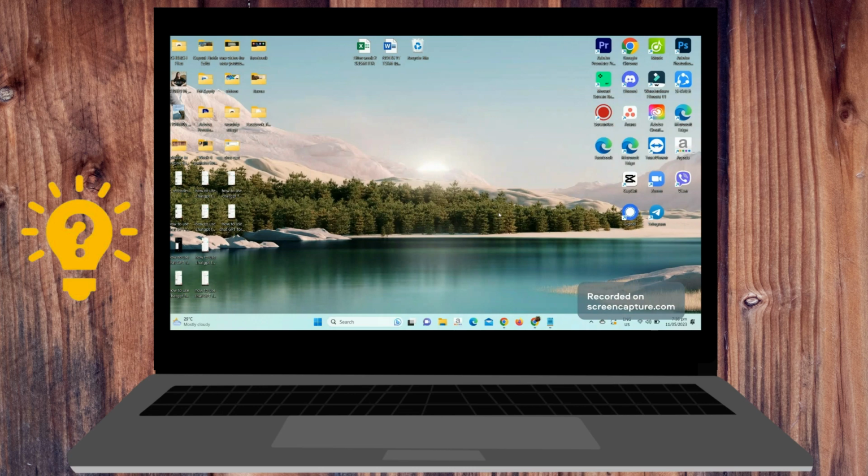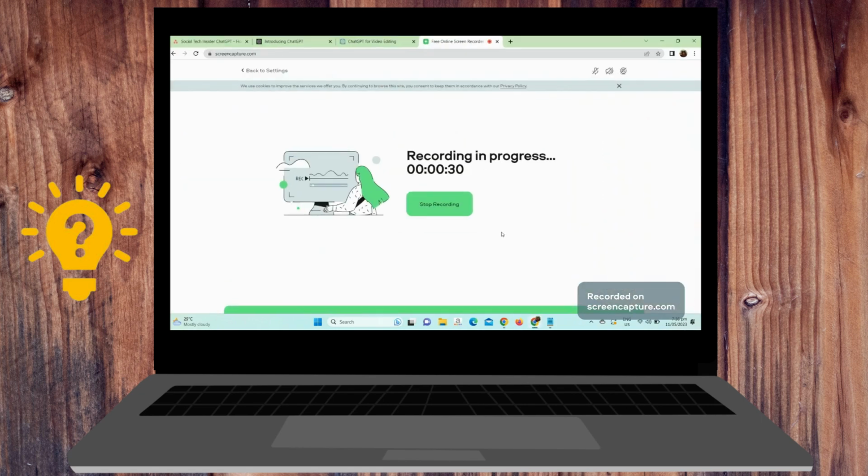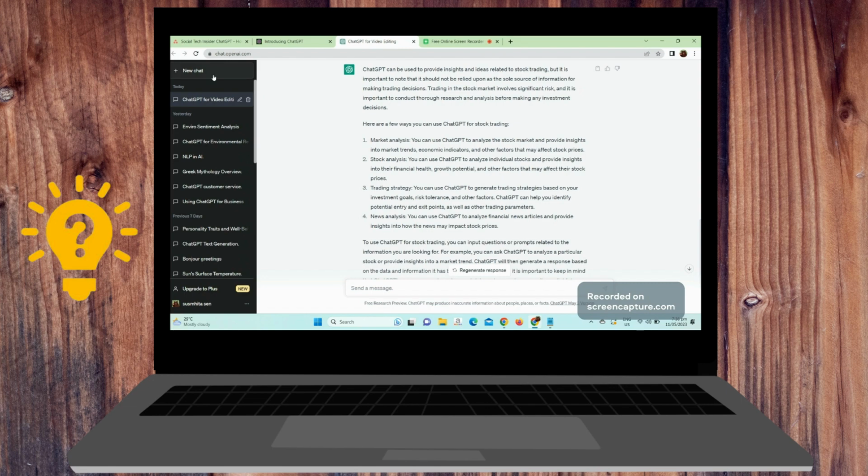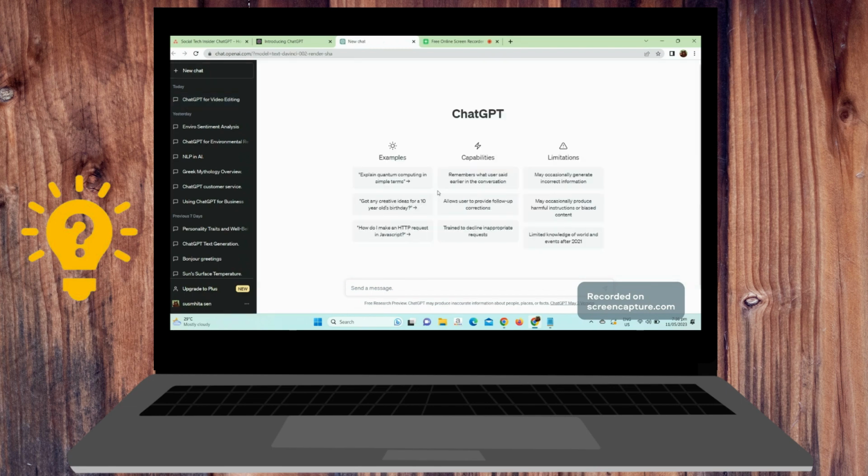For today's video, it's how to use ChatGPT for stock trading. ChatGPT can be used to provide insights and ideas related to stock trading. But it is important to note that it should not be relied upon as the sole source of information for making trading decisions.